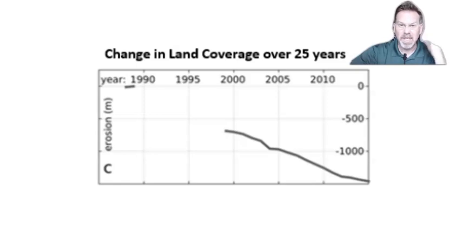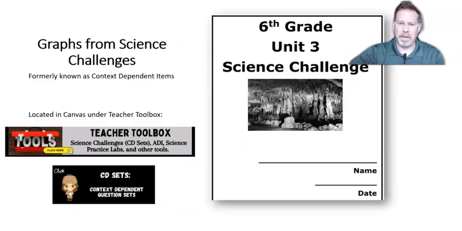So what would cause a decrease in land coverage? Erosion. It tells us right there. So this graph is giving us even more information. This comes from the 6th grade unit challenge, science challenge. It's found in Canvas. And 8th grade teachers have access to all the science challenges. This you find under Canvas.